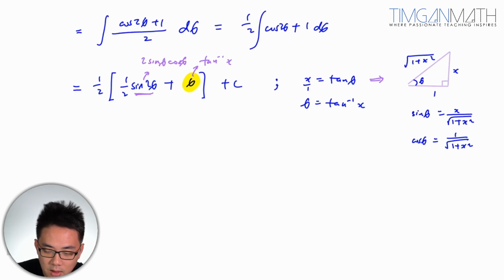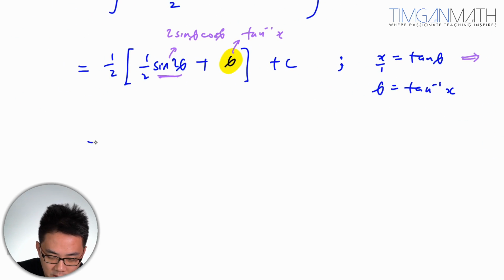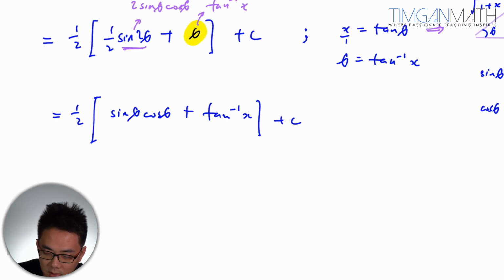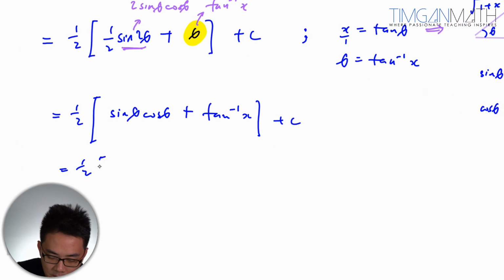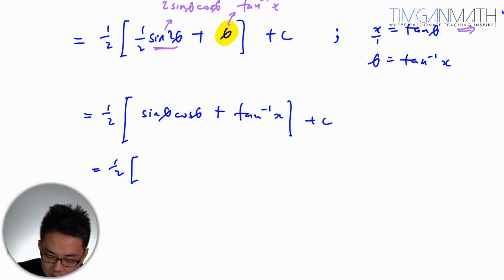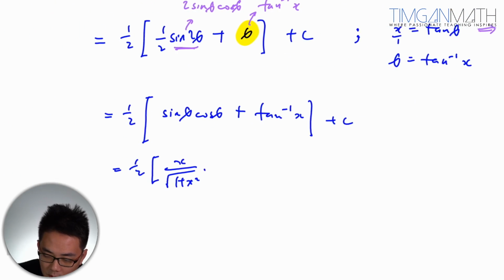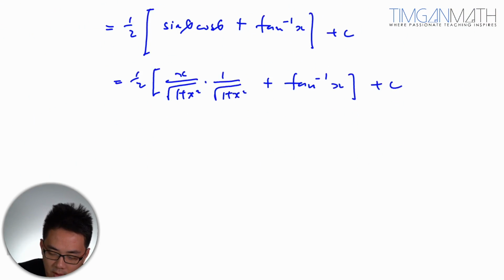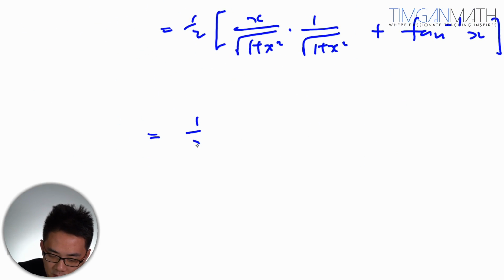Okay, so then that is pretty okay. What we need here is just half sine theta cosine theta plus c. So sine theta cosine theta, you can just write it down. Sine theta is x over the square root of 1 plus x squared, times 1 over the square root of 1 plus x squared. Alright, there you go. So this will be just half.